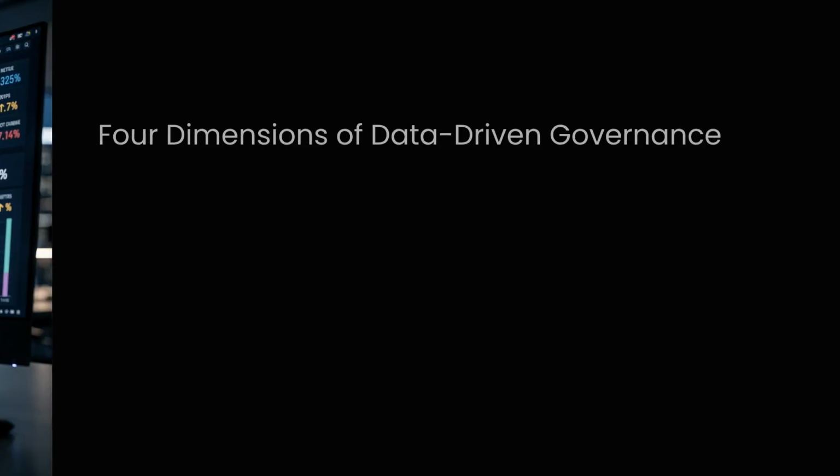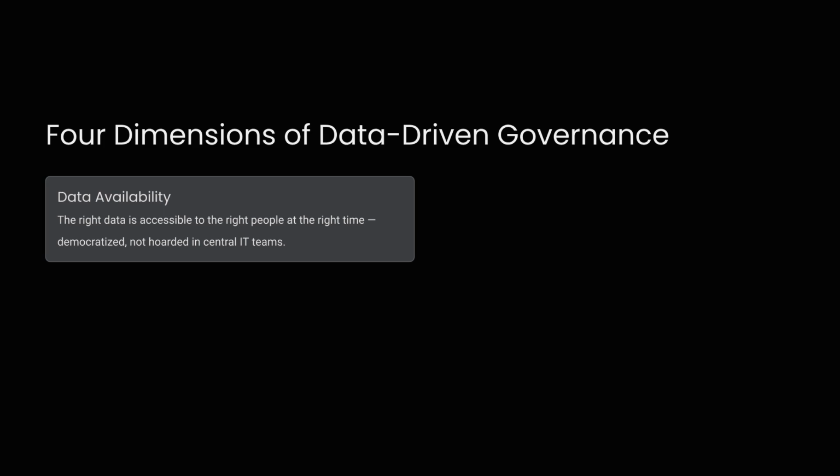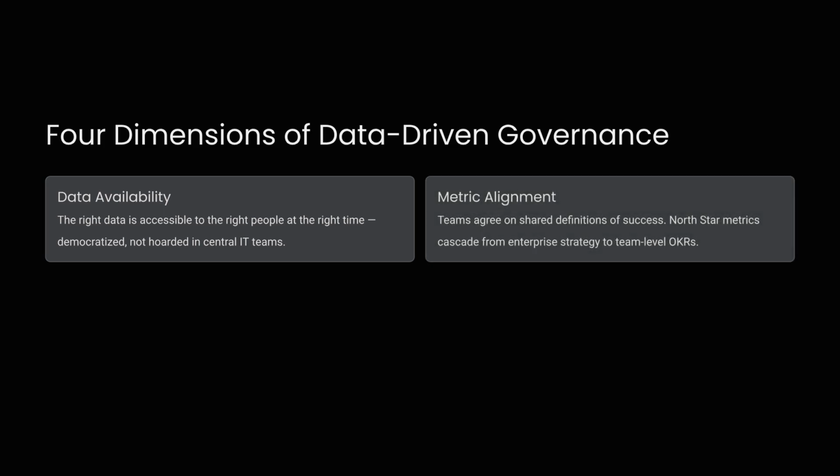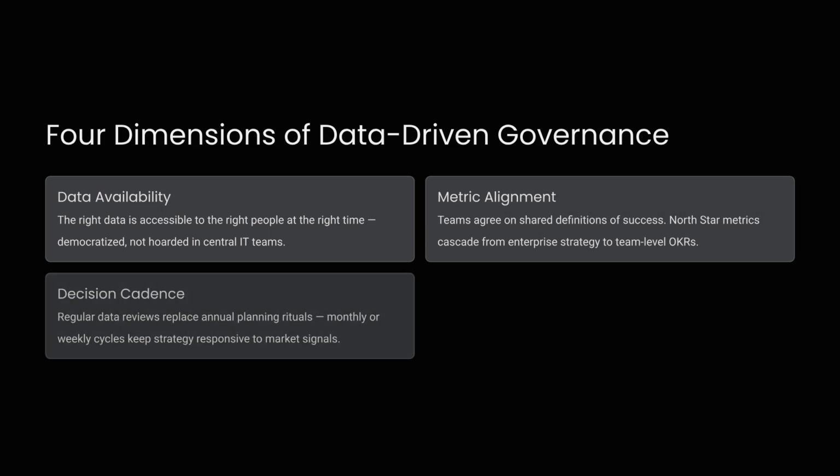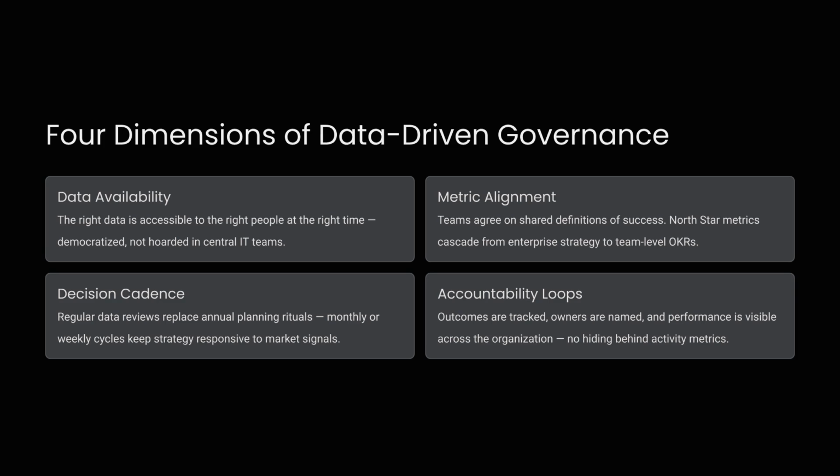Data-driven governance has 4 dimensions. Data availability ensures the right data is accessible. Metric alignment cascades North Star metrics to team-level OKRs. Decision cadence uses regular data reviews. Accountability loops track outcomes and performance across the organization.